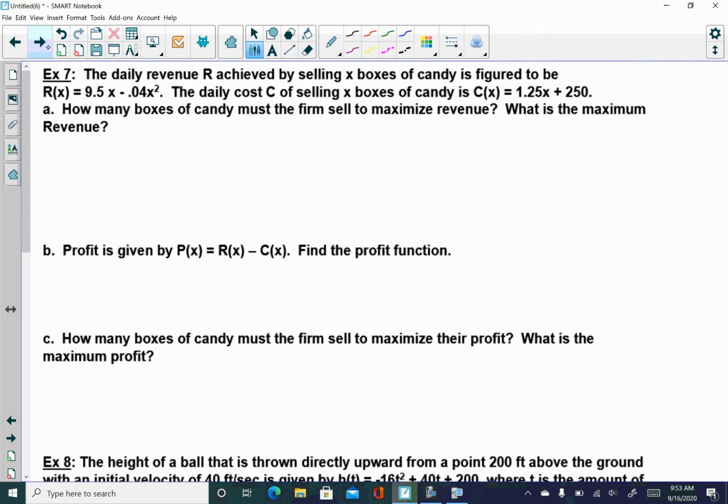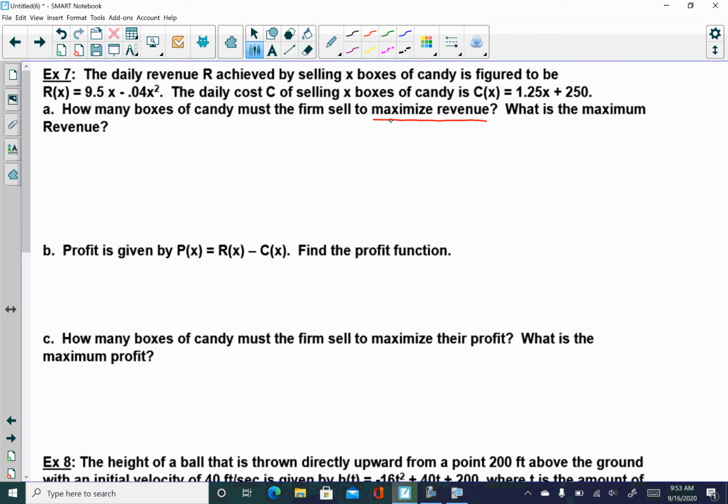Here in example 7, it says the daily revenue achieved by selling x boxes of candy is figured to be R of x. So here's your revenue function. The daily cost of selling x boxes of candy is given here. So you've got your revenue function, you've got your cost function. Part A wants to know how many boxes of candy this firm must sell to maximize their revenue.